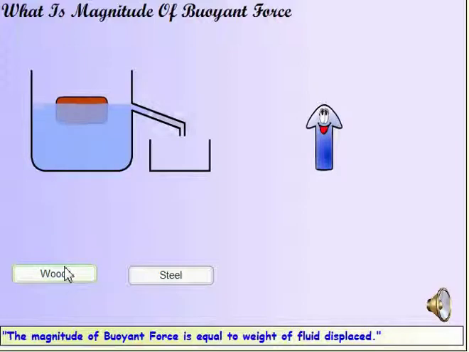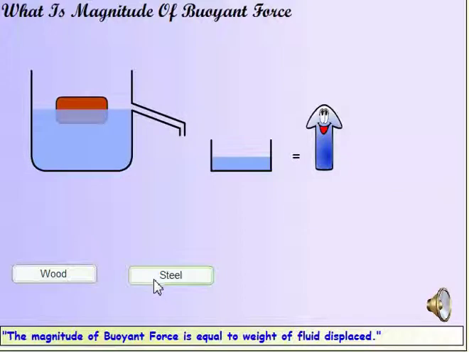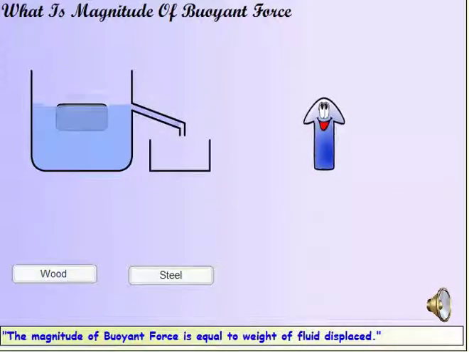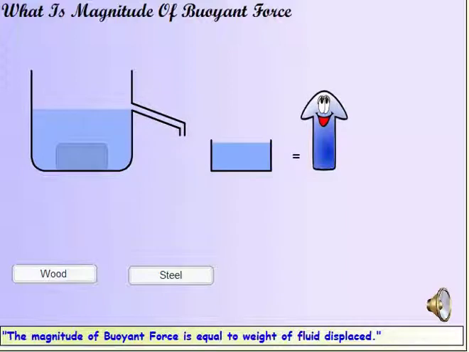The magnitude of the buoyant force is the amount of fluid displaced. Take equal volumes of wood and steel and put them in water and collect the water displaced.